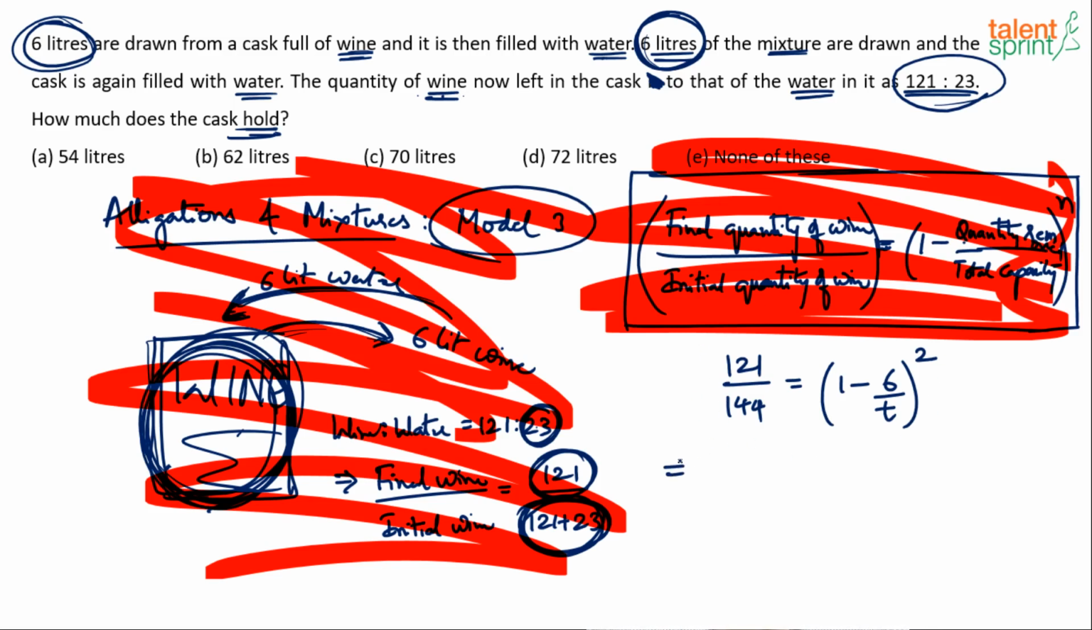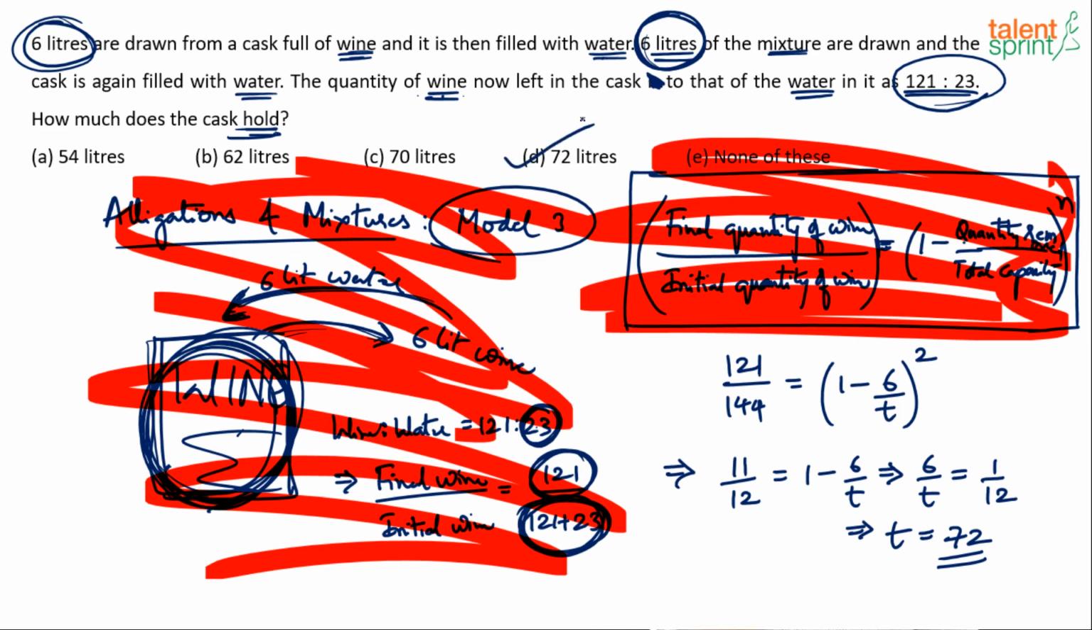Now what do you do? Apply square root on both the sides, because I have to deal with this square, right? Apply square root on both the sides. 121 by 144 becomes 11 by 12 equals 1 minus 6 by T. So what happens? 6 by T is equal to 1 minus 11 by 12, which is 1 by 12, or T is equal to 6 into 12, 72. And that's your answer. Option D is your answer.